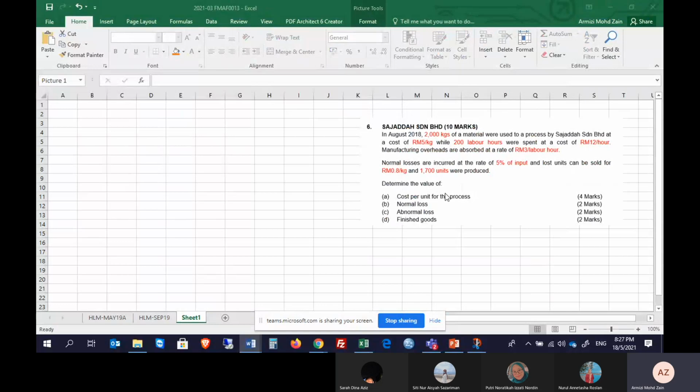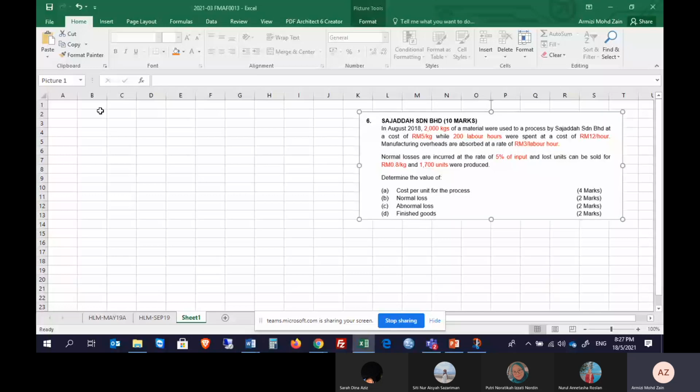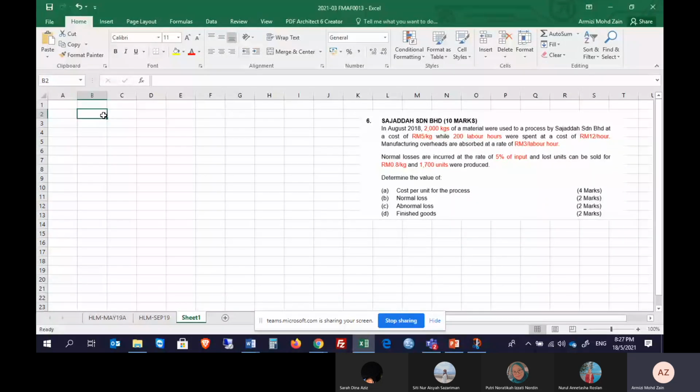So the question is to determine the value of cost per unit for the process, normal loss, abnormal loss, finished goods. And this one we will change a little bit, so the question is in line with what we are doing now. Okay, in this situation we have Sajadah Berhad.